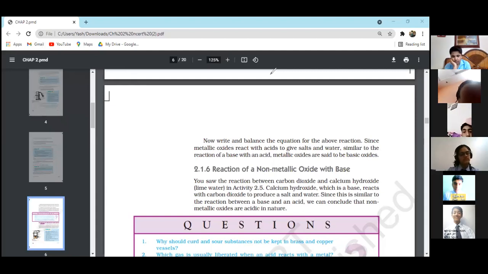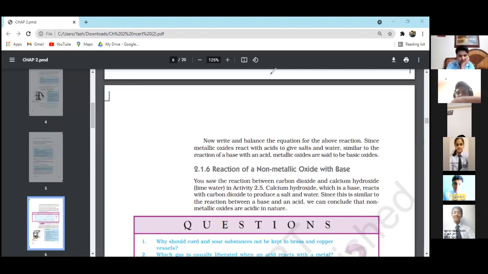You have done this reaction, beta. The test of carbon dioxide you have done. What was formed? Calcium carbonate, CaCO3, plus water, H2O. Calcium carbonate plus water was formed, right? Because this calcium carbonate is a salt. Yes or no? Yes, ma'am. Calcium carbonate is a salt.